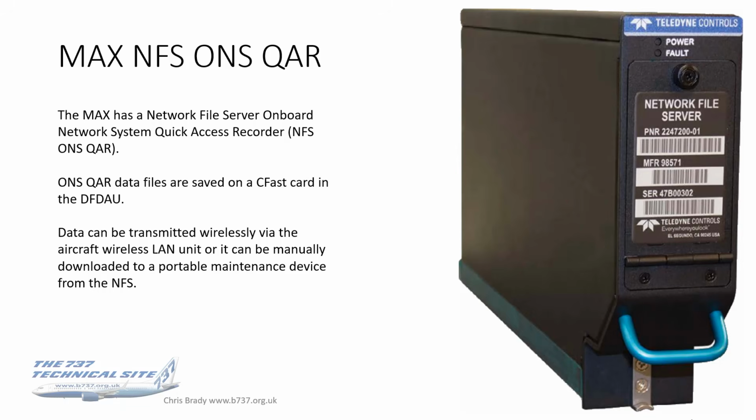These do things slightly differently on the Macs. The QAR is no longer wireless per se. It uses the onboard network file server from the ONS, so that the data can be transmitted wirelessly via the aircraft's wireless LAN unit, or you can download it onto a portable maintenance device from the network file server. So again, it's just taking things that step further.